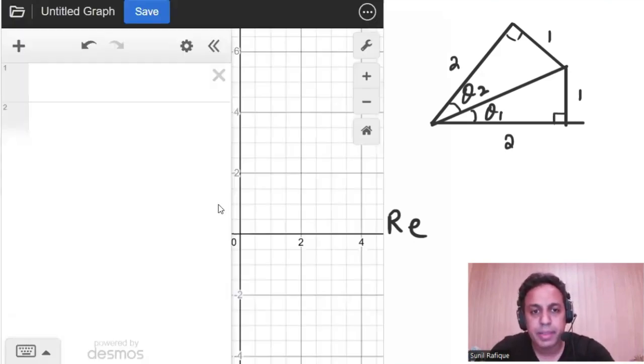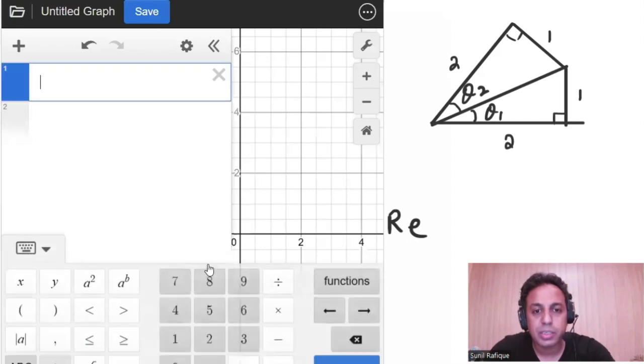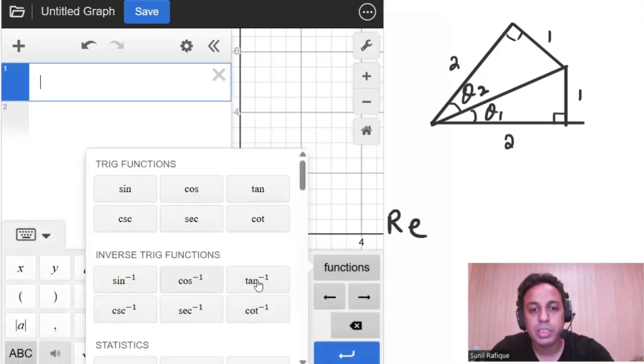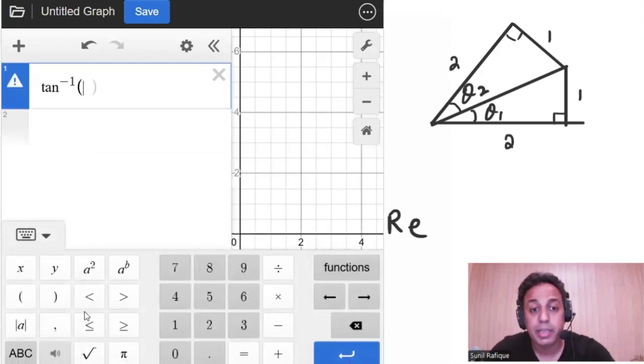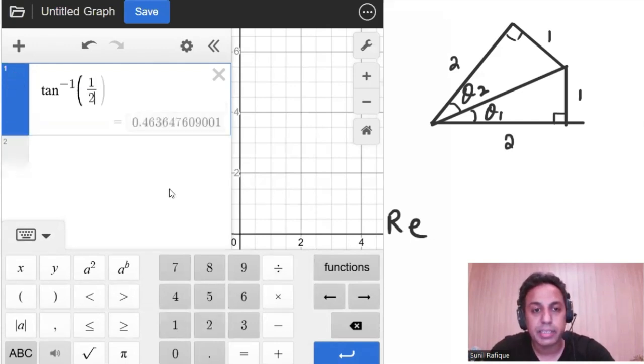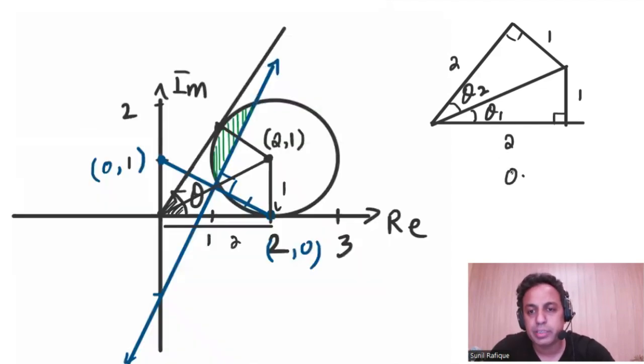Let's get this angle. So I'm going to be using the function tan inverse, and my calculator right now, Desmos, is in radians, so I don't need to worry about my answer. This is 1 bit. Let's double this answer, and this is going to be 0.9273. If I give this answer correct to three significant figures, it's going to be 0.927.